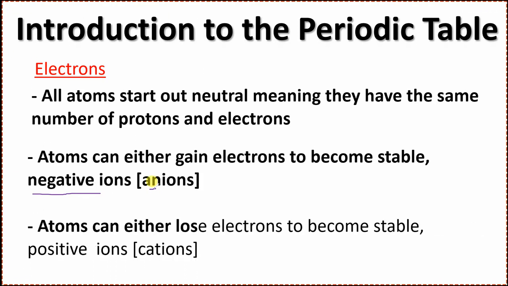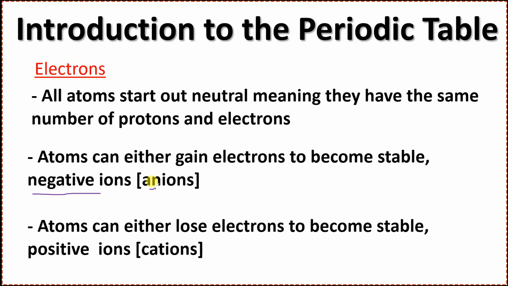And atoms can also lose electrons to become stable. So if you've lost something that was negative, then you must have a positive charge remaining. And this is what a cation is called. I remember this because a T looks like a big plus. So cations are positive.